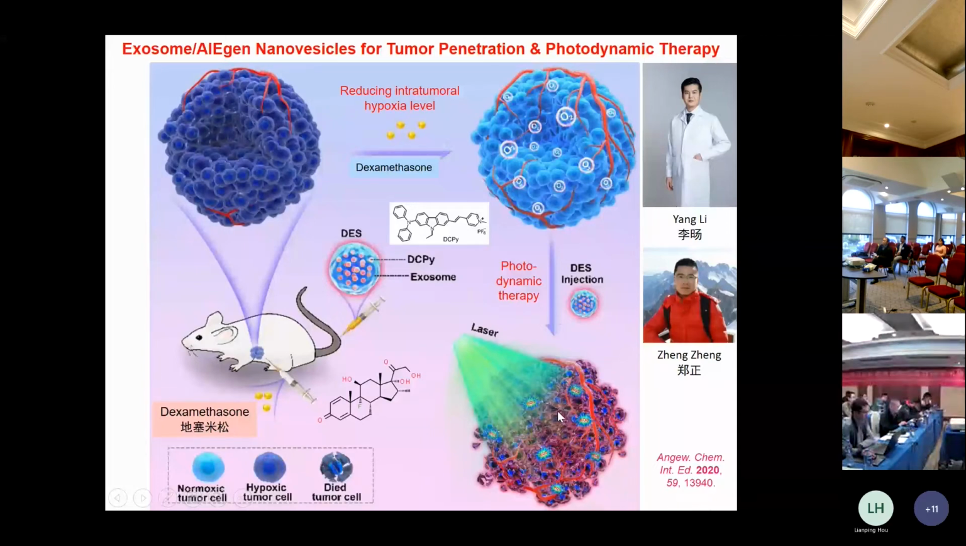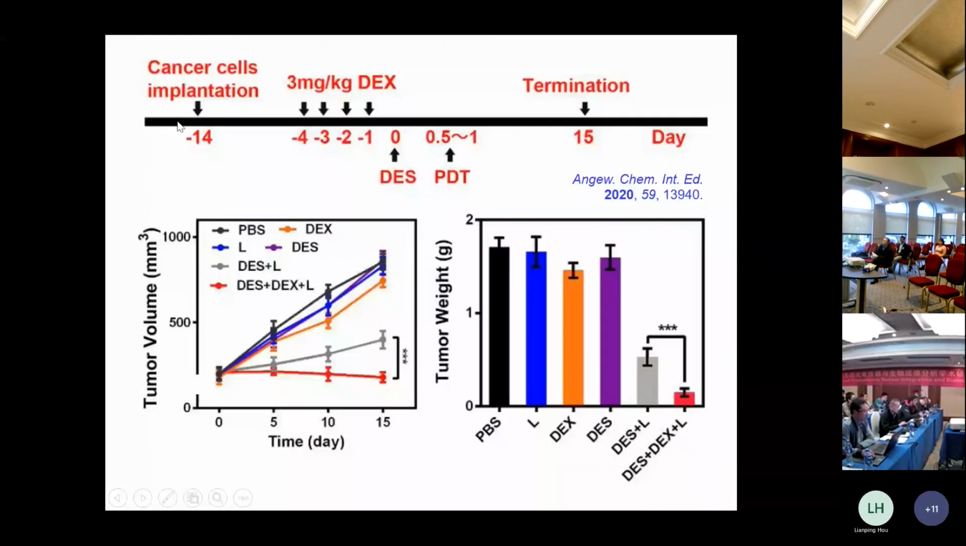So this AIEgen will serve as a targeting functional group to enable us to do the so-called specific diagnostic process. You can see this is the data. We implanted the cancer cells into the mouse, and then we injected the nanoparticle, and then we did the PDT. After about half a month, you can see the tumor cannot grow, and that's the result. All the tumors are killed.